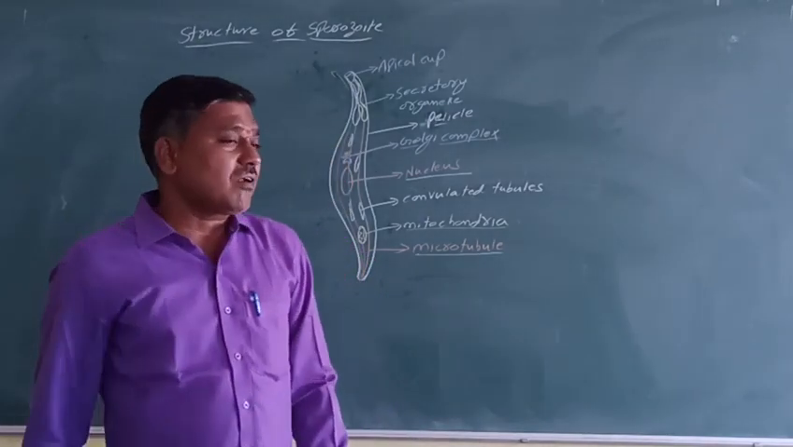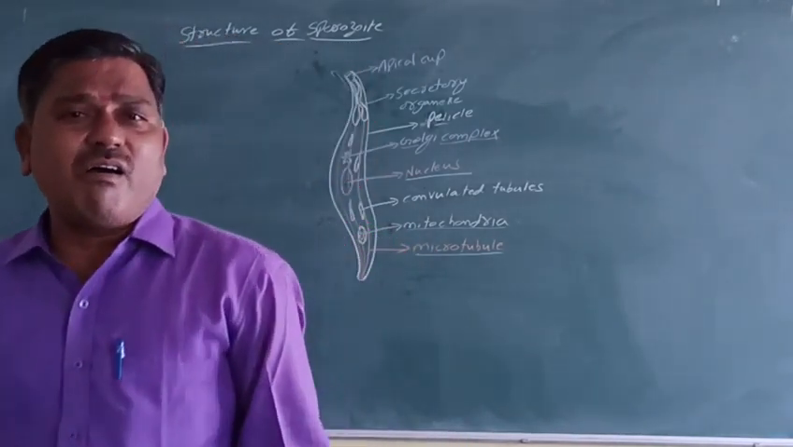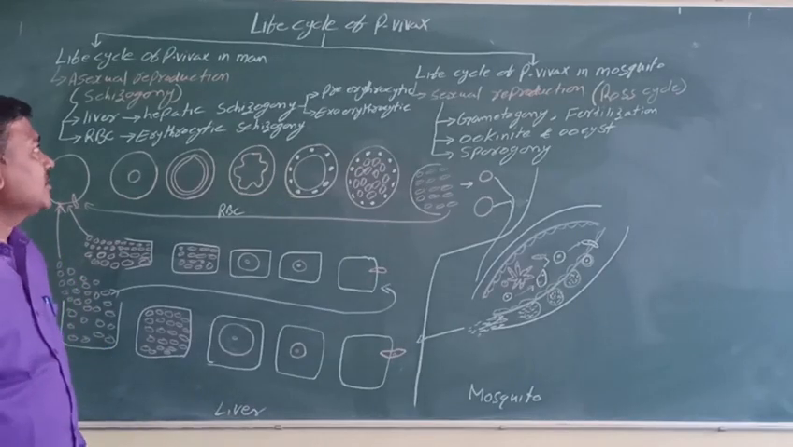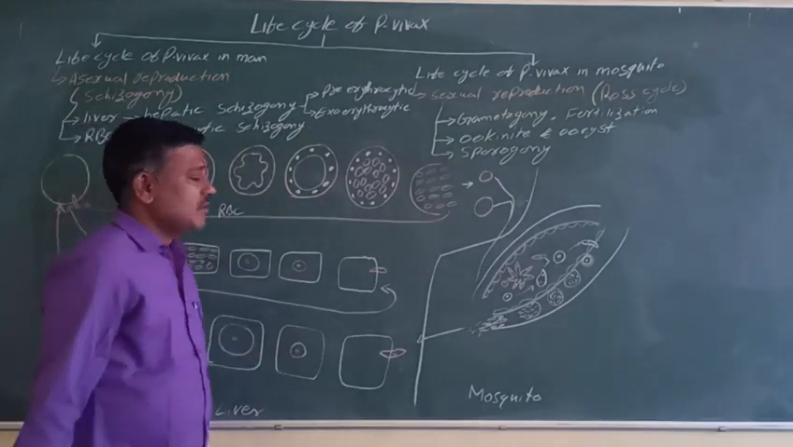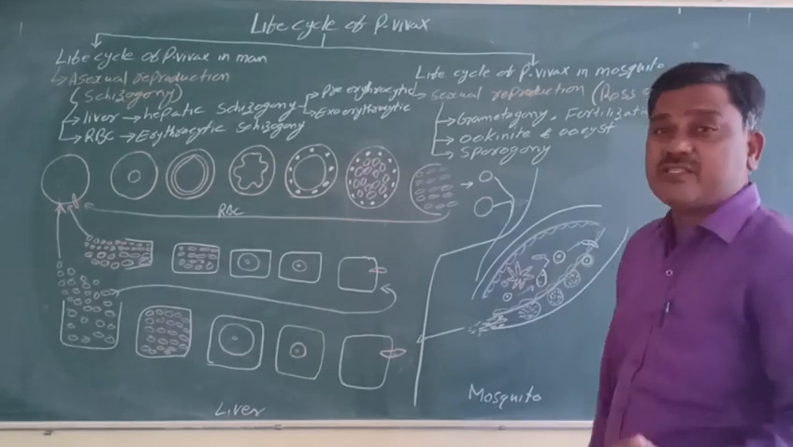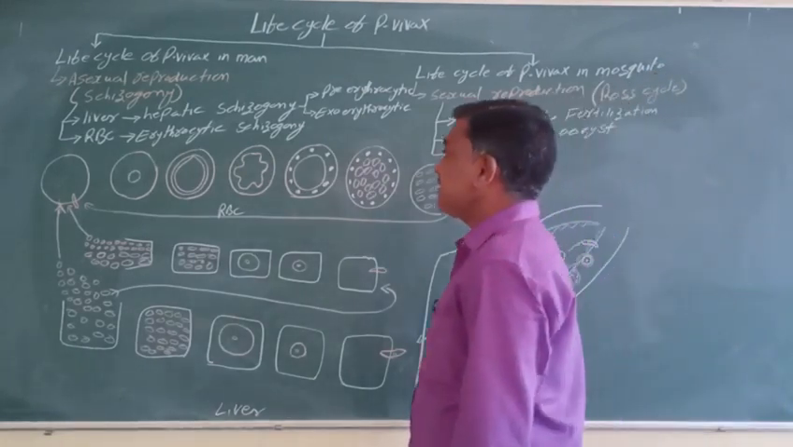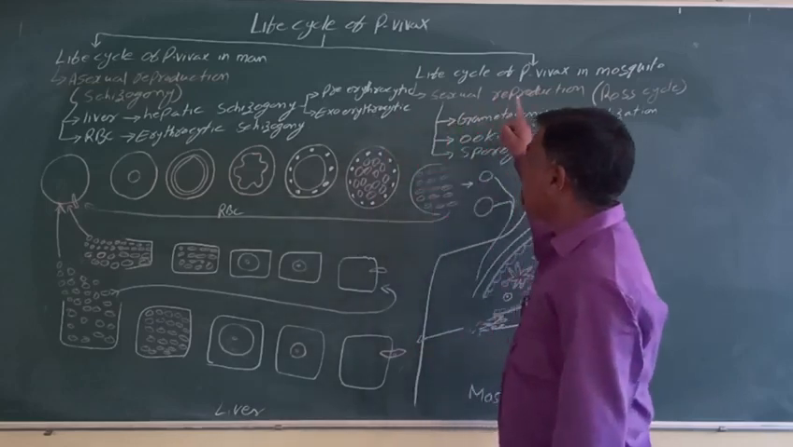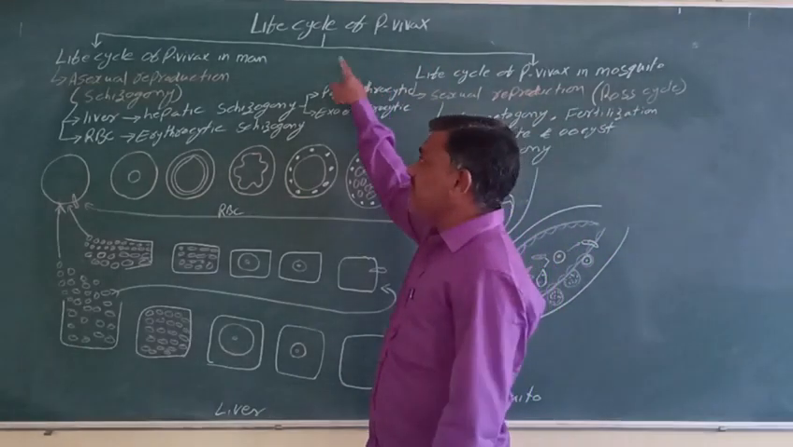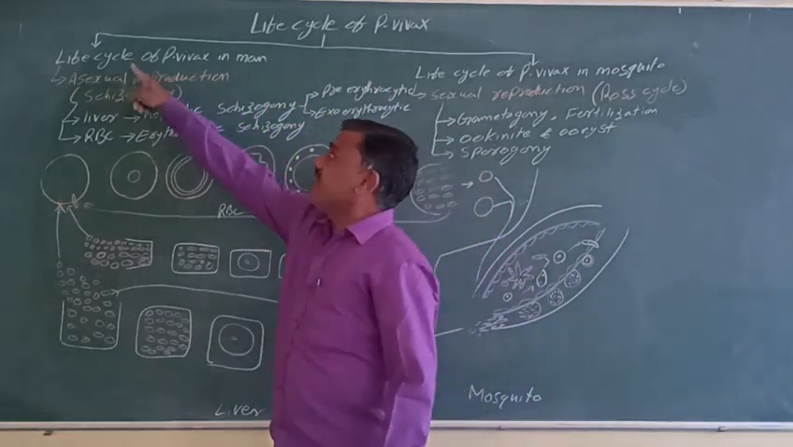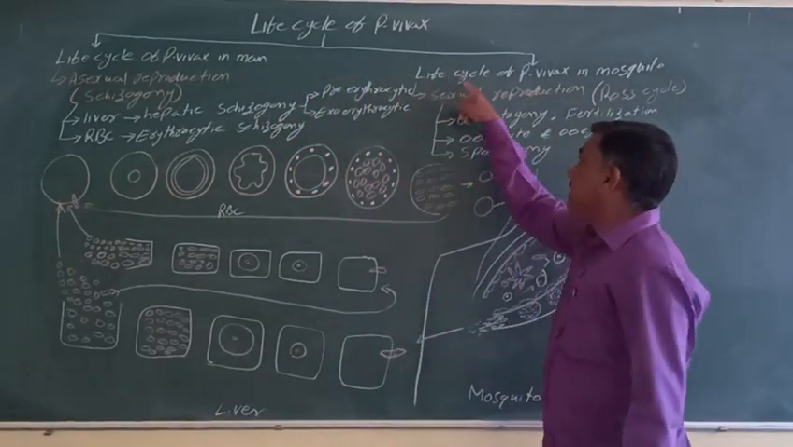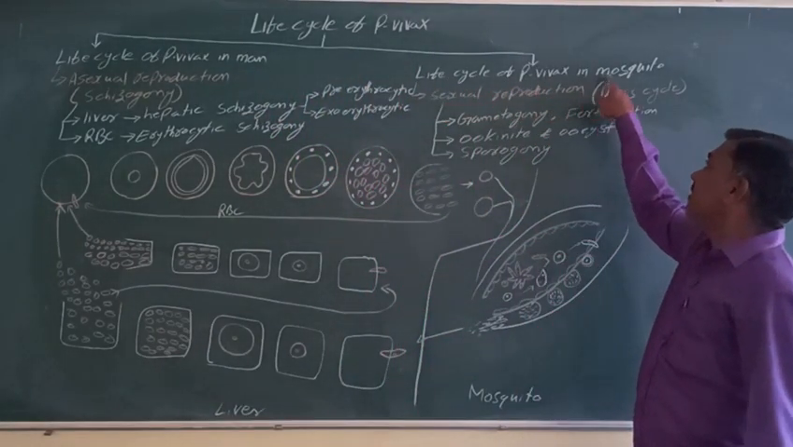Now we will go for the complete life cycle of Plasmodium vivax. Already we know Plasmodium vivax is a digenetic parasite. That means it requires two hosts. One host is humans, and another host is a mosquito. So we divide the life cycle of Plasmodium vivax into two parts: the life cycle occurring in man, and the life cycle occurring in the mosquito.